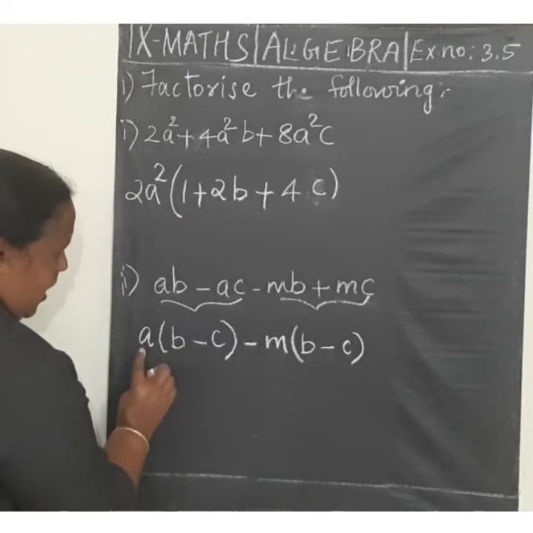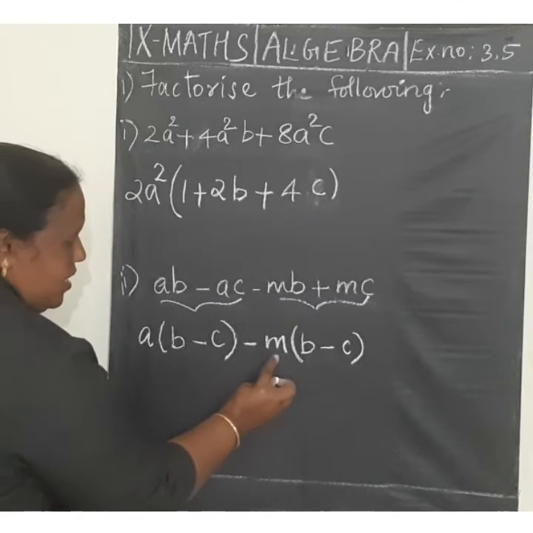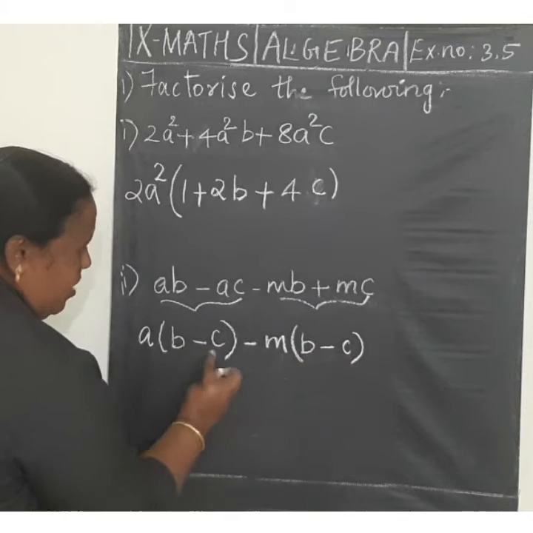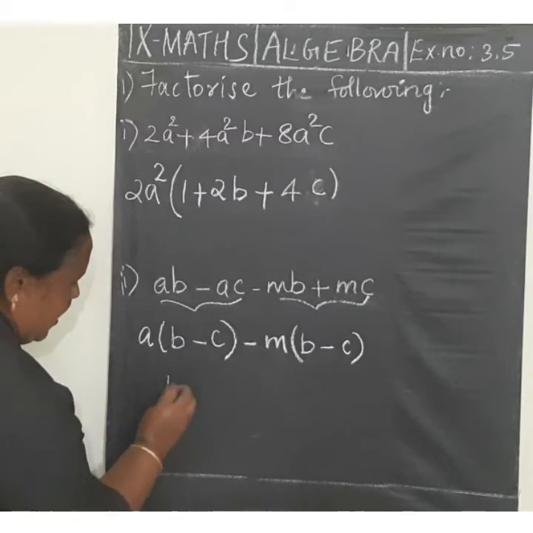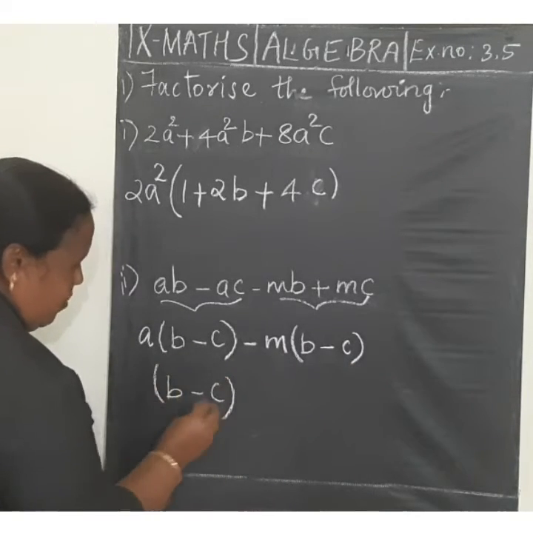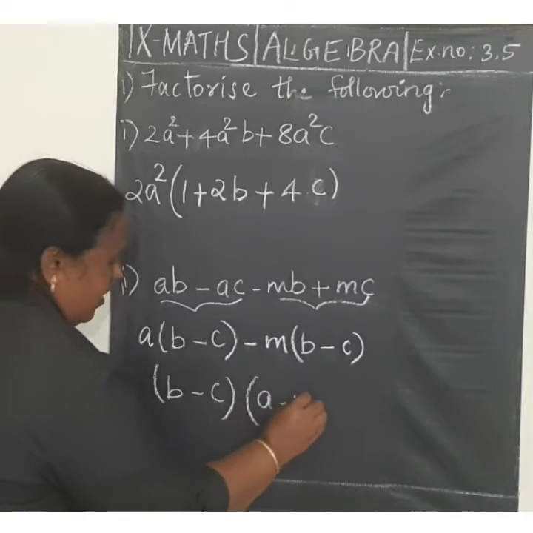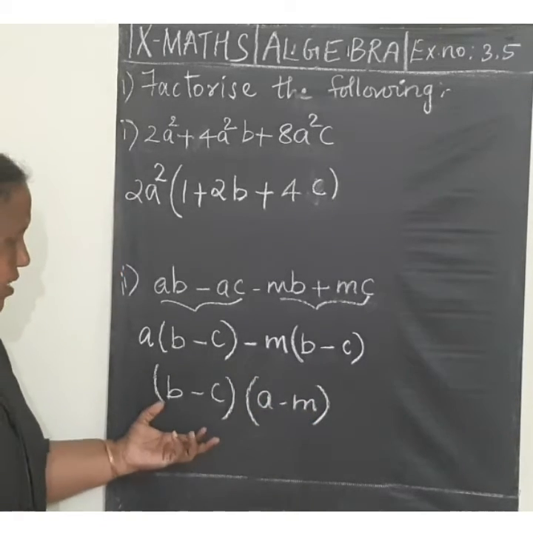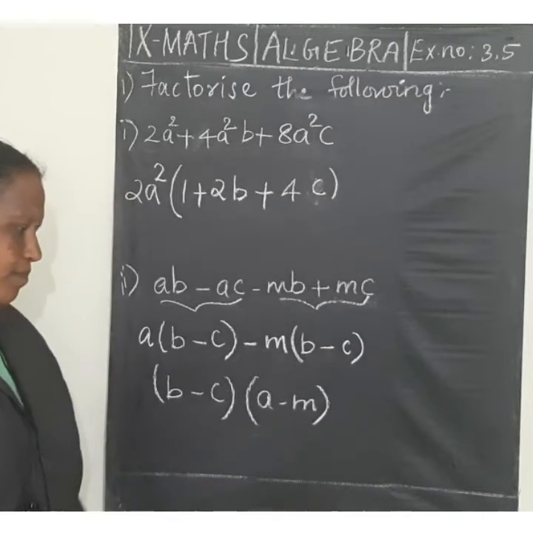Then in this, A into B minus C minus M into B minus C, B minus C is common. So we are taking B minus C as common. Then the remaining is A minus M. So the answer is B minus C into A minus M.